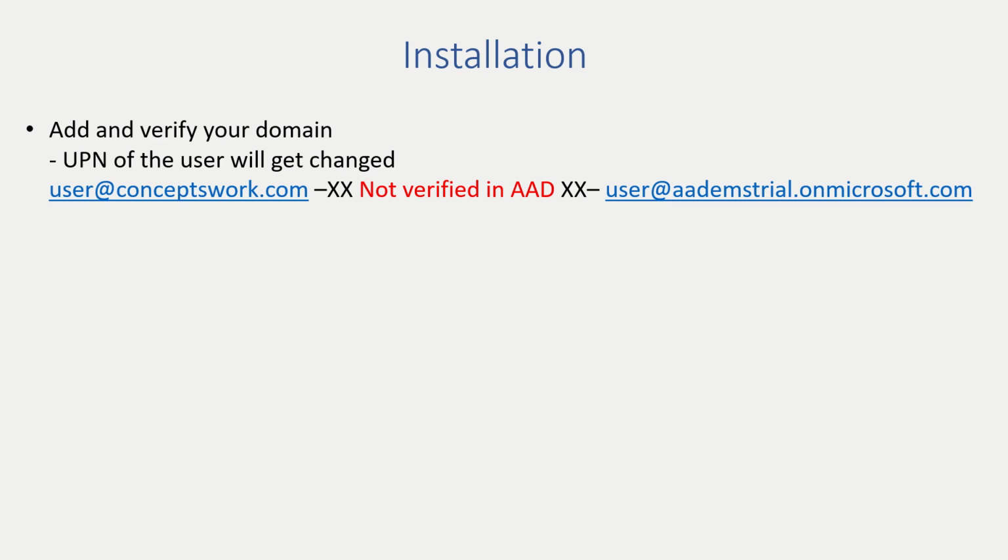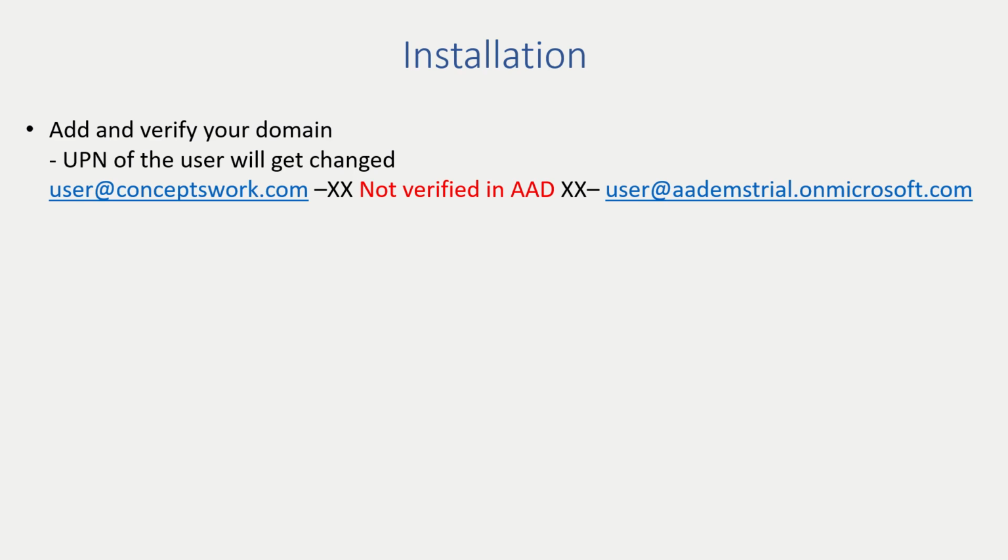The reason I'm saying this is, what will happen if you do not verify your domain? Let's say you have a user on-prem which has a UPN user@conceptswork.com, and your own domain is not verified in Azure Active Directory. The UPN of that user will get changed to user@aademstrial.onmicrosoft.com. I mention this here because this is our tenant wherein I will be able to showcase everything when it comes to installation of AAD Connect and how the identities are getting synced to Azure Active Directory.